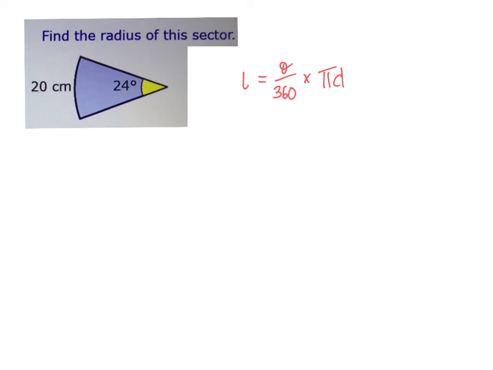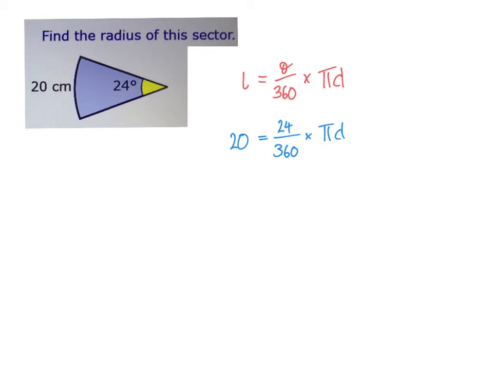Now, apart from that, guys, all we have to do is fill this in. So the arc length here is 20. The angle here is 24 degrees. So the fraction it makes is 24 out of 360. And we're multiplying that by pi d. Okay. Now, I'm going to go through this in stages.